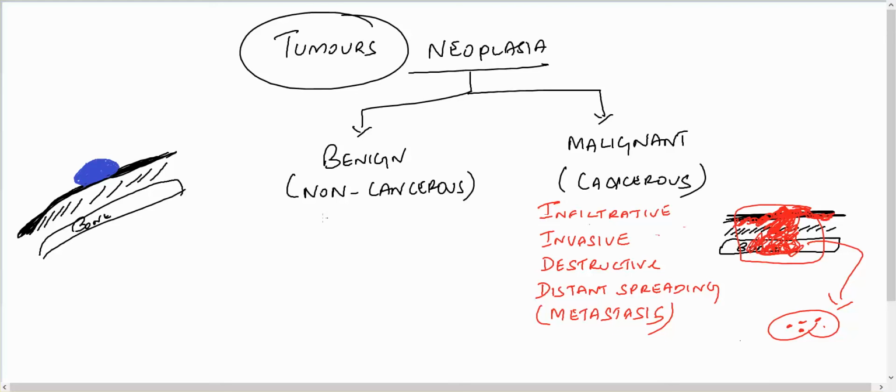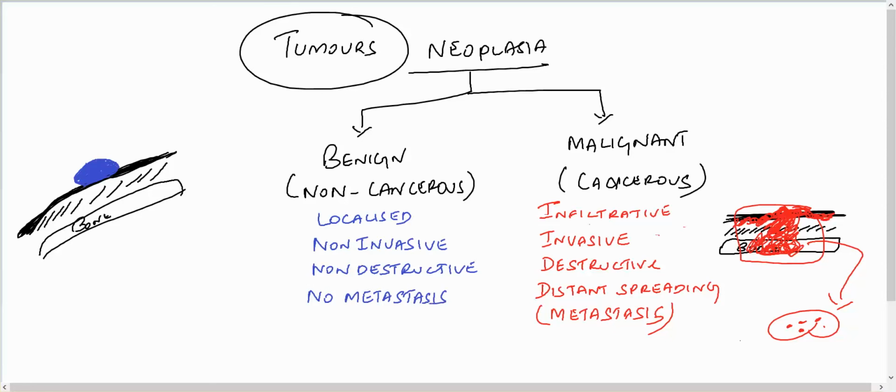It is localized, non-invasive, non-destructive, and no metastasis. So they will not spread to a distant site. Okay, so this is the basic character of the benign tumor. Inshallah we will be seeing more in detail about benign and malignant tumors. So this is the introduction for the benign and malignant tumor.